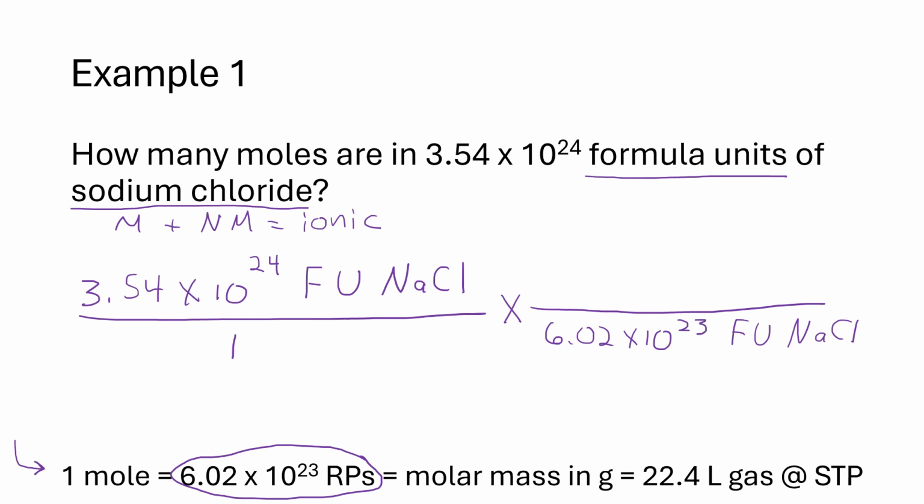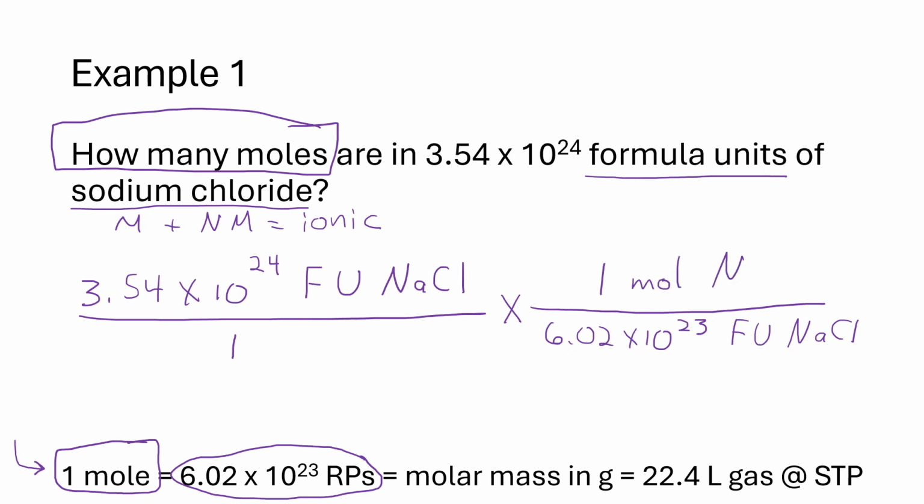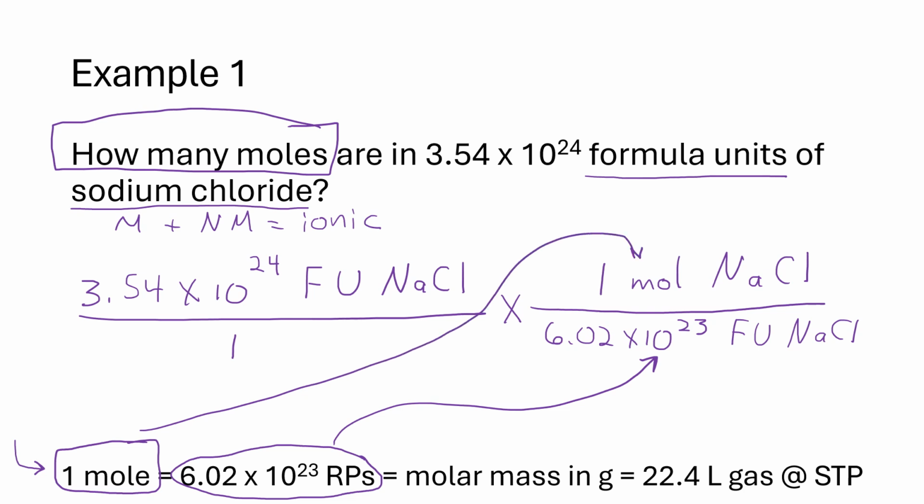And up in the top, we're going to put what we're looking for. Well, we're asked to find how many moles. So the thing that has moles with it is the number 1. So up there in the top, we're going to put 1 mole of sodium chloride. And so out of those 4 things on the mole triangle, Avogadro's number of representative particles goes in the bottom, and 1 mole is going to go in the top.